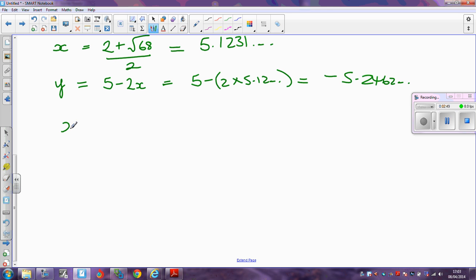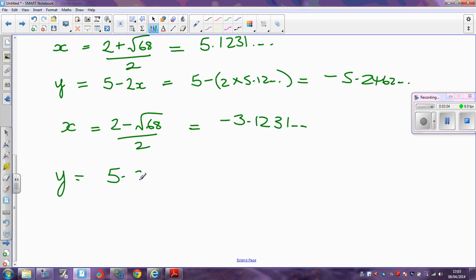Okay, I've also got to find the other pair of values, so that's where x is equal to 2 minus the square root of 68 divided by 2, and that comes out as minus 3.1231. And the y value again, going with that, is 5 minus 2x again. So it comes out as 5 minus 2 lots of minus 3.1231.